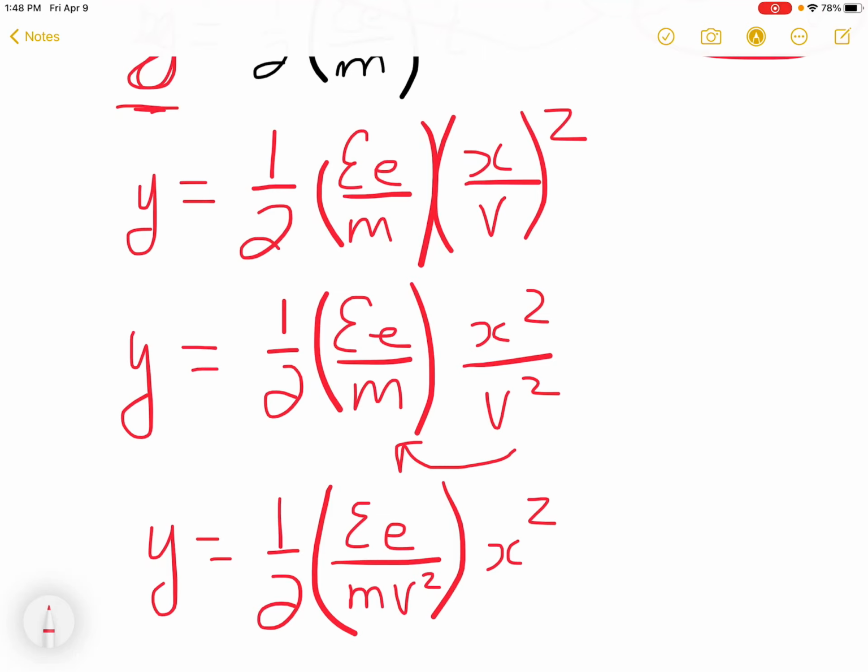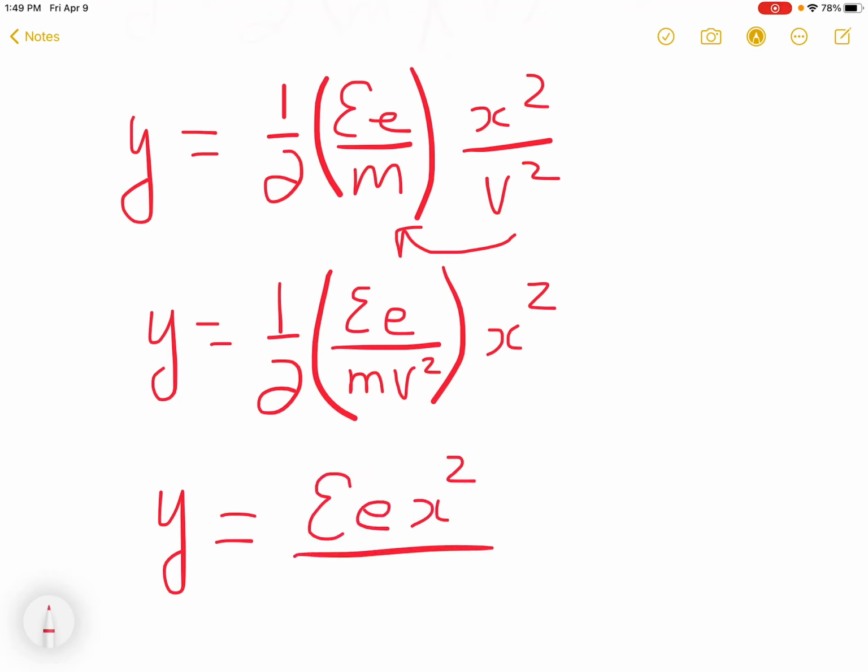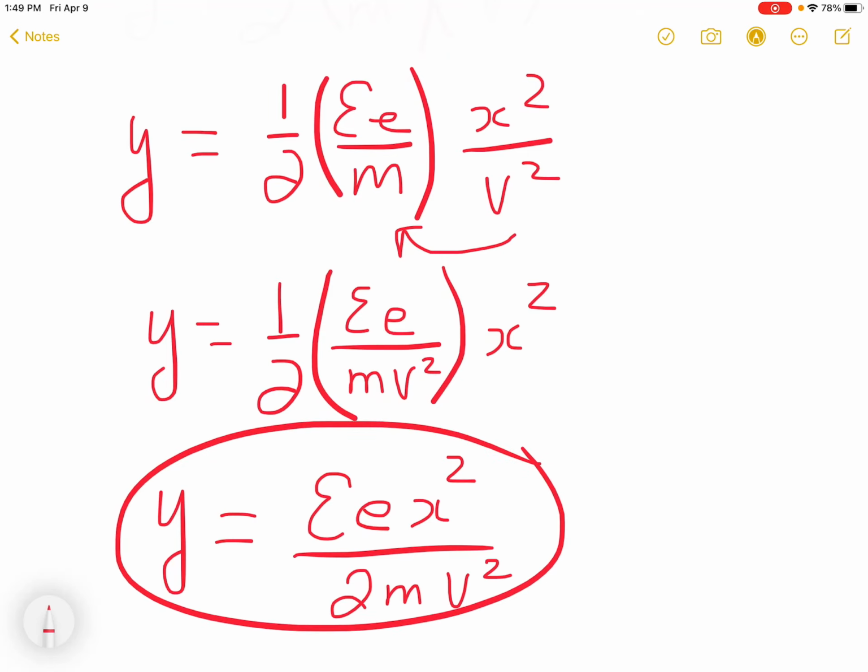But this can be further simplified. I don't know why they chose that particular way of writing it, but if you were fully simplifying it, you'd multiply the half in, right? And you'd multiply the x squared in, and you would basically get E x squared over 2mv squared, like that. And that would be your answer. But this is the answer that they have in the book.